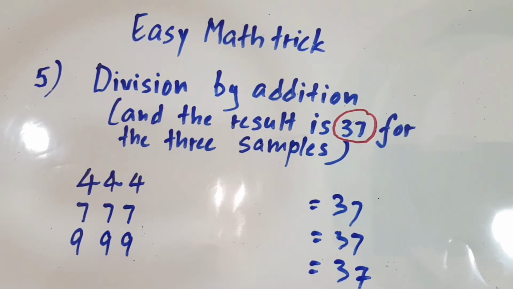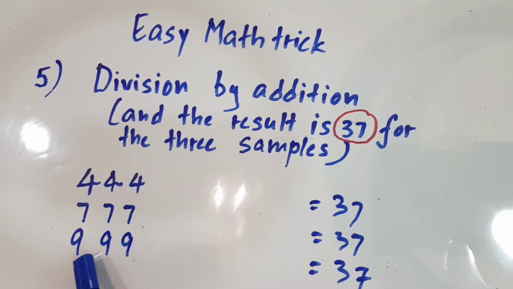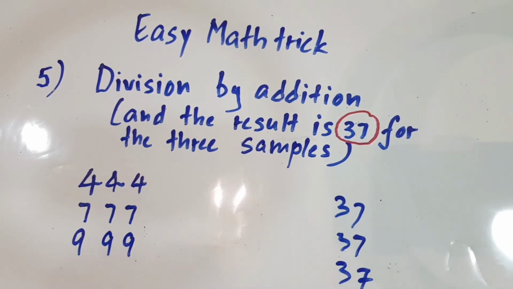As I've said, I add this one, 4 plus 4 plus 4 is equal to 12. So 444 divided by 12 is equal to 37. Second, 7 plus 7 plus 7 is equal to 21. So 777 divided by 21 is equal to 37. Now, 999, 9 plus 9 plus 9 is equal to 27. So 999 divided by 27 is equal to 37. Sana may naintindihan kayo sa pinapakita ko sa inyong mga math tricks.